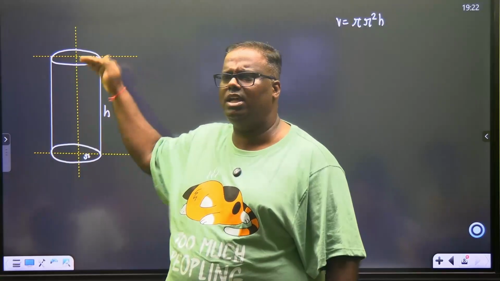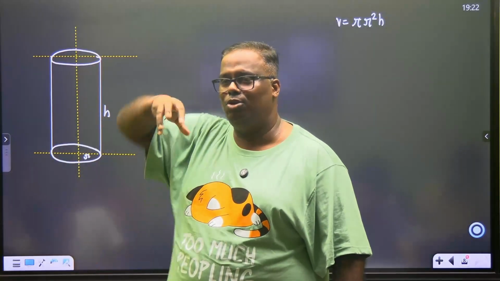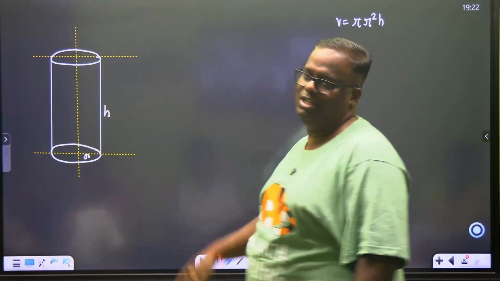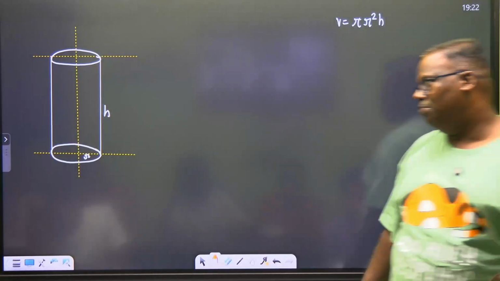You have to go by a stack of carom board coins. Coin, coin, coin. How many coins? H coins. And that's your volume. Okay? नहीं भूलेंगे? बहुत अच्छी बात है.